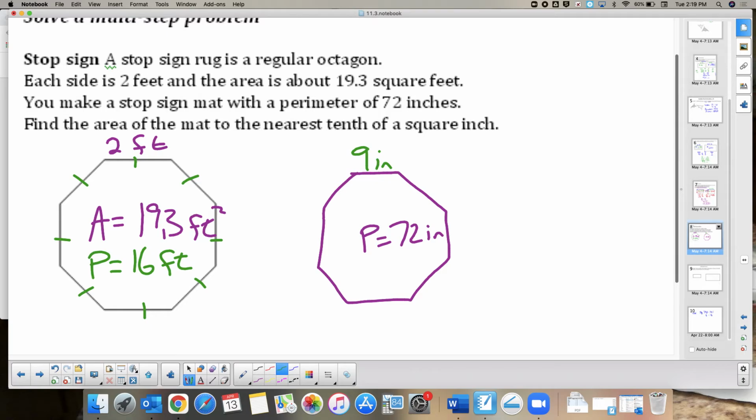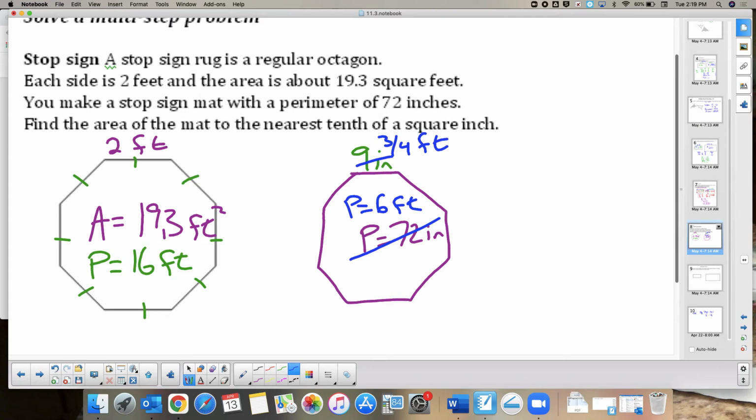So we have the area of our big one. We have a side of our big one. We have the perimeter of our big one. We have a side of my small one, and we have the perimeter of our small one. The problem is I am not in matching units. So if I change my perimeter, 72 inches, into feet, my perimeter is 6 feet. 9 inches doesn't change to feet very nicely. It's 3/4 of a foot.